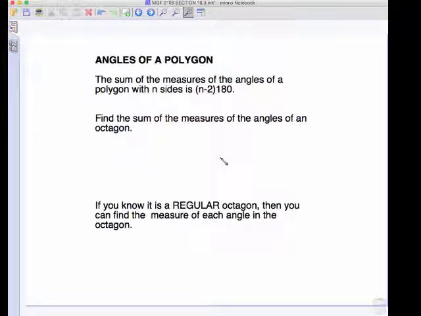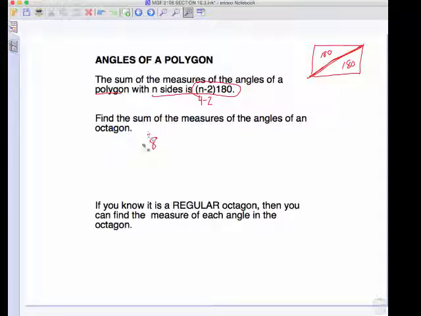Now the angles of a polygon, the sum of the measures of the angles of a polygon with n sides is this formula right here. This is worth writing down on your index card. Quantity n minus 2 times 180. Find the sum of the measures of the angles of an octagon.